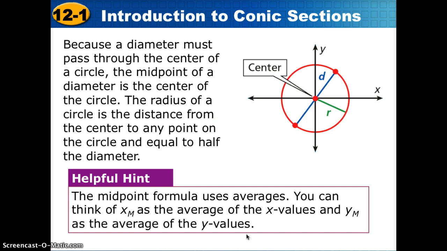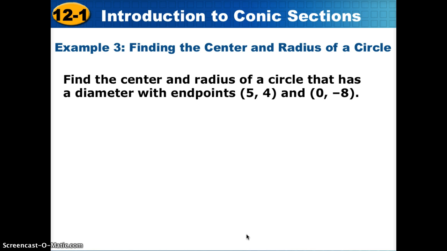Okay, we know a diameter goes through the center of a circle, and we know that the midpoint of the diameter is the center of the circle. That's kind of the definition of diameter. It goes through the center. We know a radius is half of the diameter. So you can see how this sets us up to use the distance formula and the midpoint formula to find what we want to find. And we have an example.